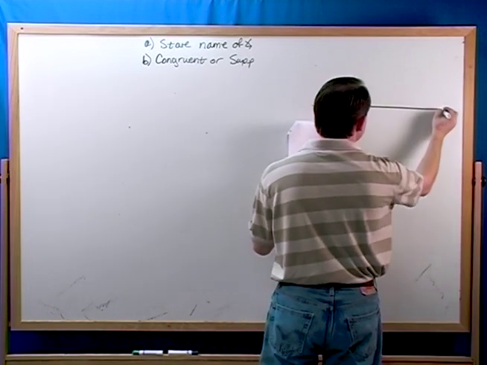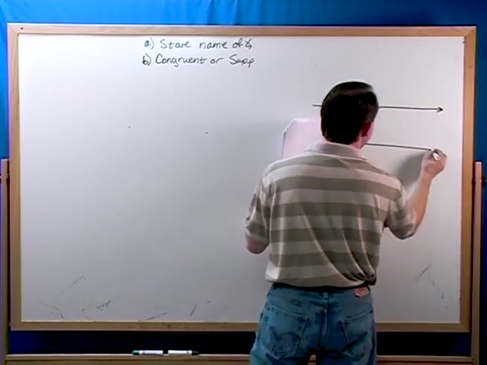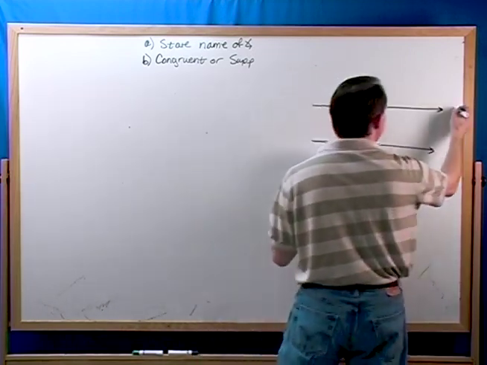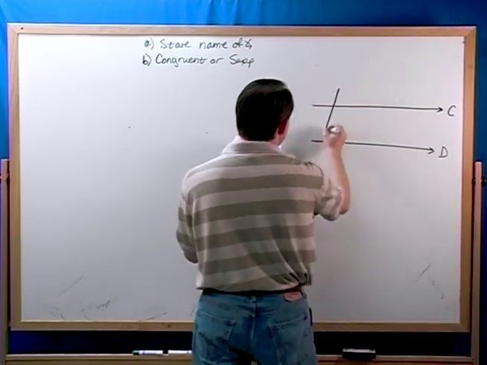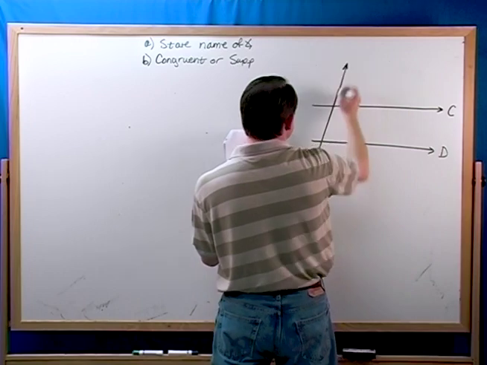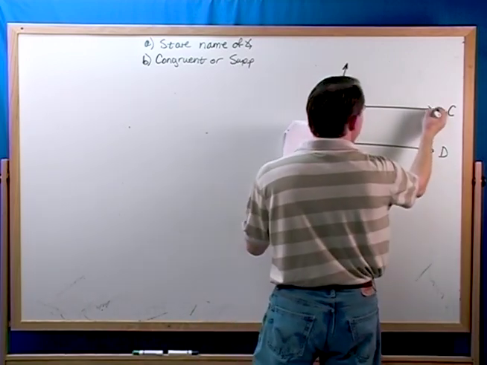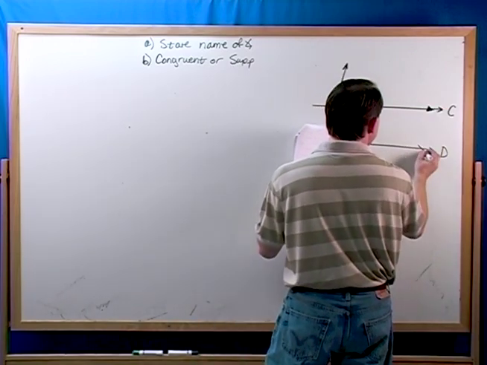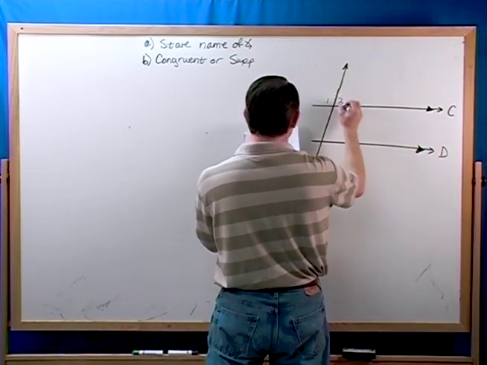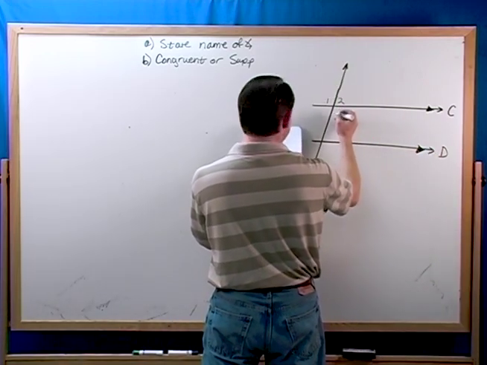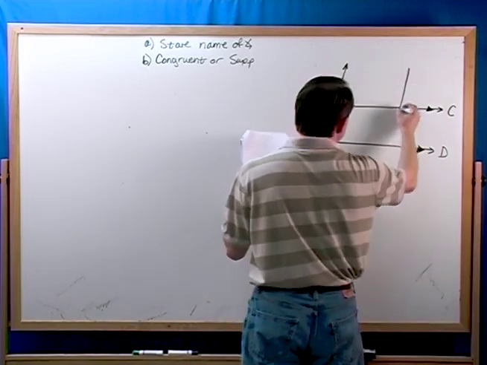Same thing as always. I've got two parallel lines. See, all these problems end up being the same. This is line C, this is line D. Now I'm going to draw a transversal here. Okay, obviously C is parallel to D, right? And I'm going to label this 1, 2. Well, first I need to draw my other line here.